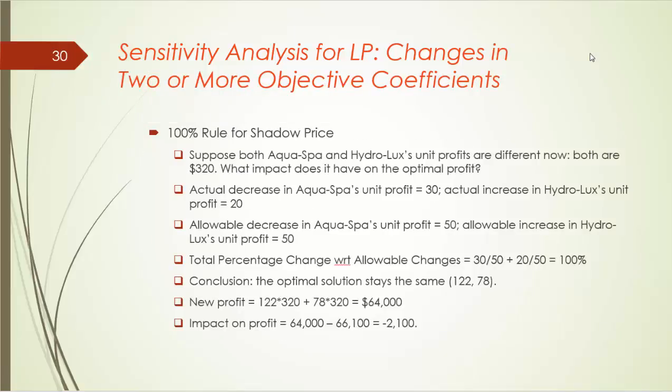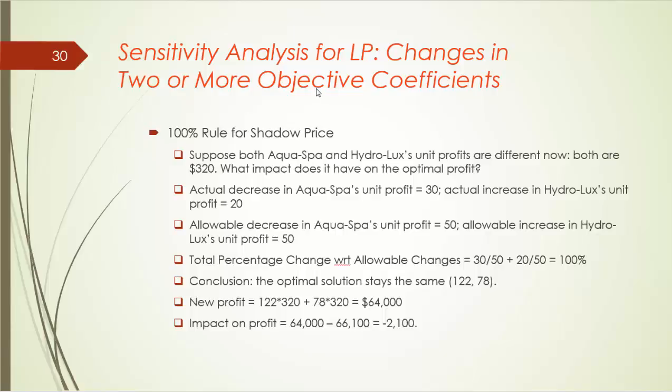Now, let's consider a more complex situation. Two or more objective coefficients have changed. In this situation, we can apply a rule named 100% rule. Simply put, if the total percentage change with respect to the allowable change is no more than 100%, then the optimal solution remains the same. Otherwise, we probably need to rerun Solver to get new results. Let's see how it works in our Blue Ridge example.